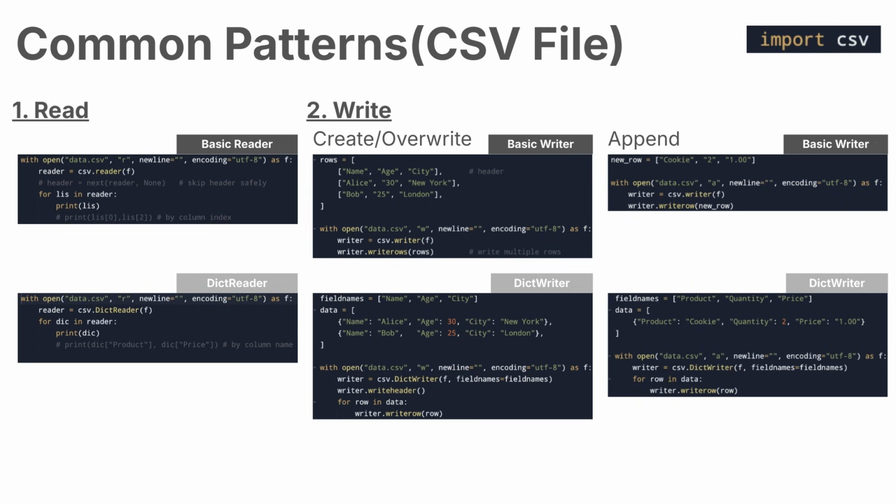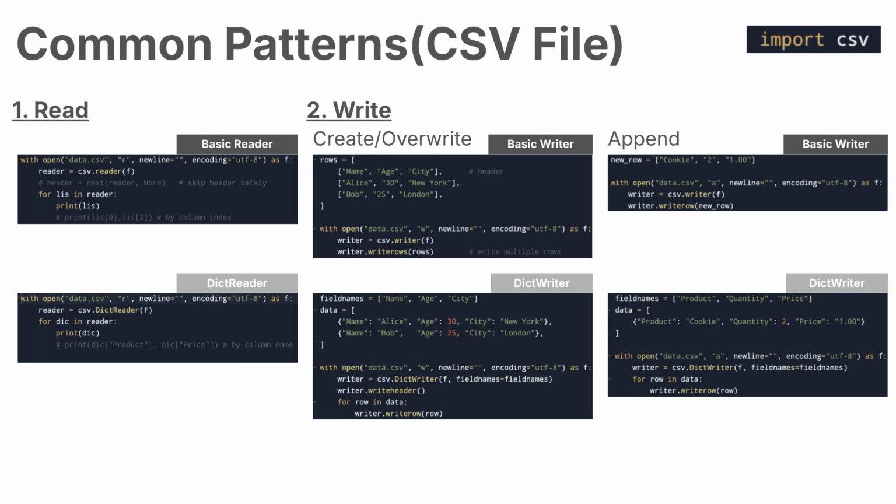1. Read. First, the basic reader. It treats each row as a list. It's simple and great if you know the column order. We loop over reader, csv.reader(f), and print each row. If there's a header, we can skip it with next(reader, None).